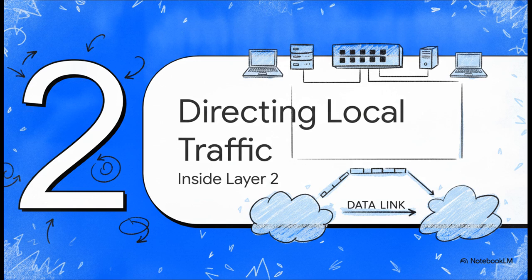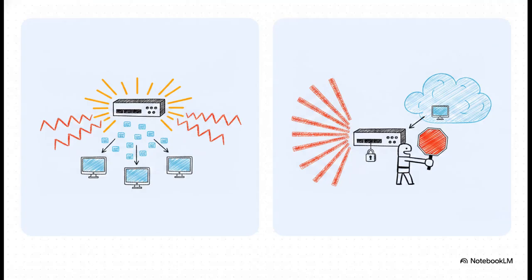Section 2. Directing local traffic inside Layer 2. Okay, so to really grasp Layer 2, we need to talk about the ultimate local traffic cop, the network switch. And it's super important to contrast switches with routers here. Switches operate at Layer 2. They use MAC addresses to forward frames locally, basically connecting devices that are sitting in the exact same network. They are designed for pure, unadulterated speed.